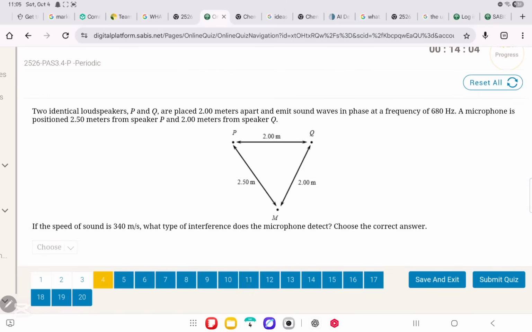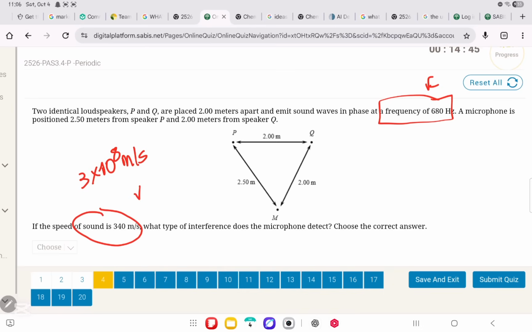Move on now to question number 4. Two identical loudspeakers P and Q are placed 2 meters apart and emit sound waves in phase at a frequency of 680 Hertz. Very, very important that we have the frequency in mind. A microphone is positioned 0.5 meters away from P and 2 meters away from Q, and they told us that the speed of sound is 340 meters per second. What if they asked us for the speed of light? Speed of light is 3 times 10 to the power of 8 meters per second.